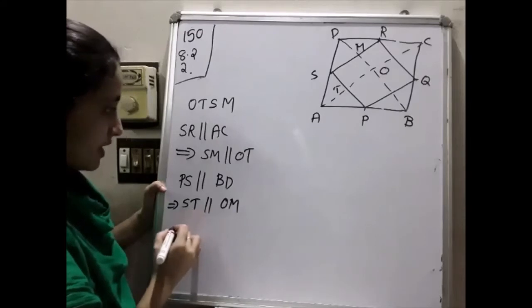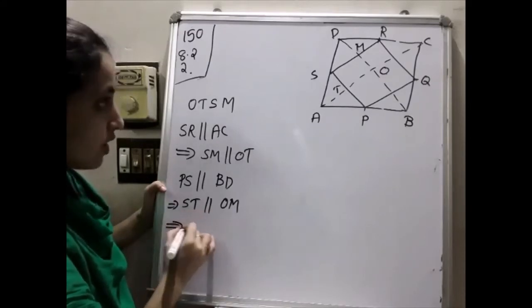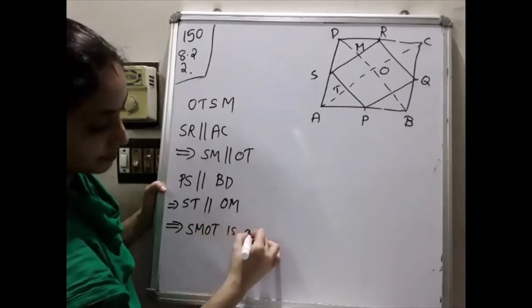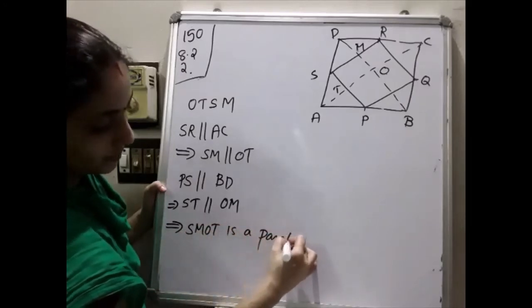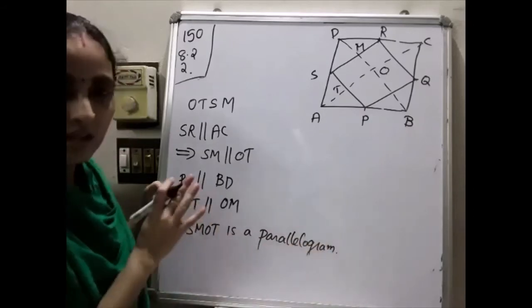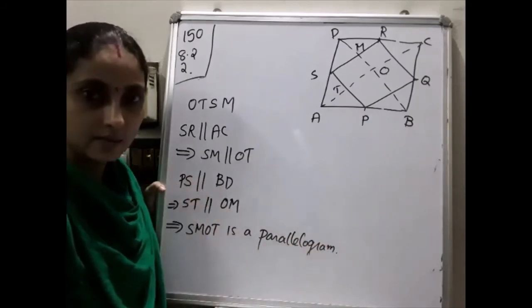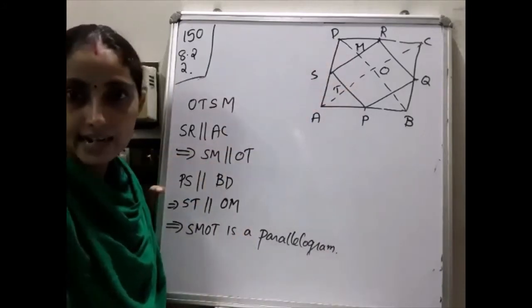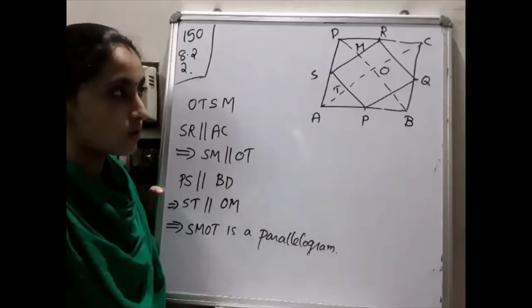So from these two equations, what we got implies that SMOT is a parallelogram. Half of it is also there, but we don't consider that. Here we are proving the parallelism. So we got that it is a parallelogram. We want to prove it is a rectangle. Rectangle means one angle should be equal to 90 degrees.